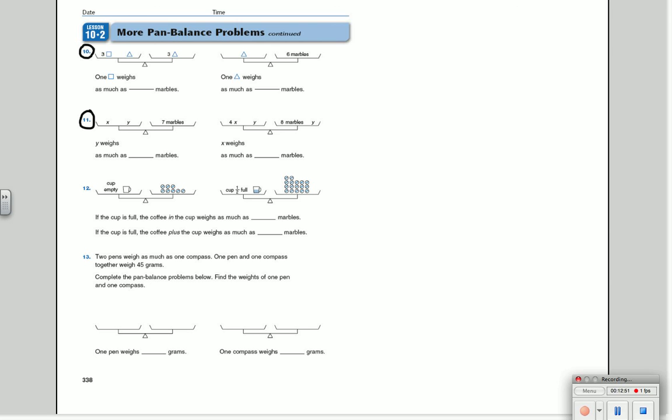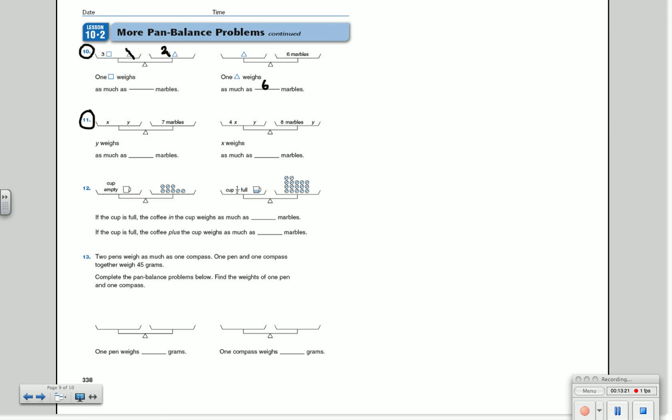Well, first thing I can do with this particular equation is I could take off a triangle off of each side. So if I took a triangle off of each side, I'd be left with no triangles on the left-hand side and 2 triangles on the right-hand side. So 3 squares is 2 triangles. All right, makes sense. But look at the next equation. 1 triangle weighs as much as 6 marbles. Well, that gives me the answer right there. That was pretty easy. 1 triangle weighs as much as 6 marbles.